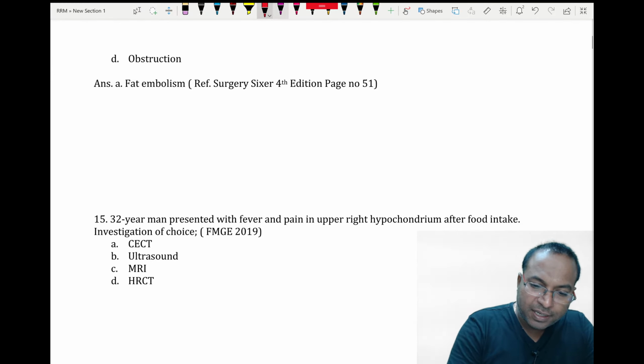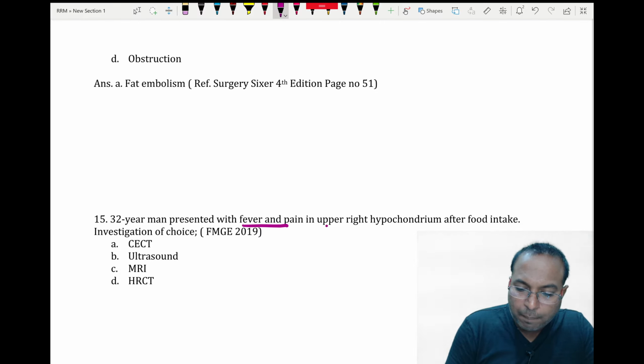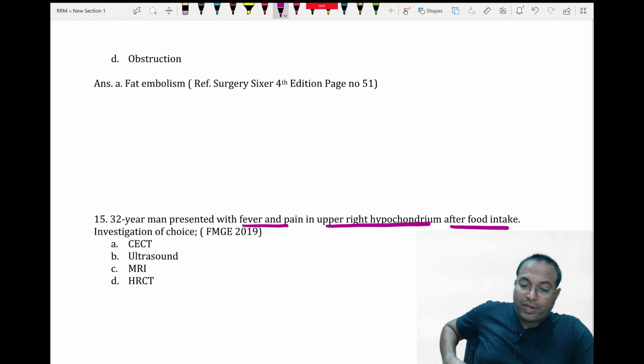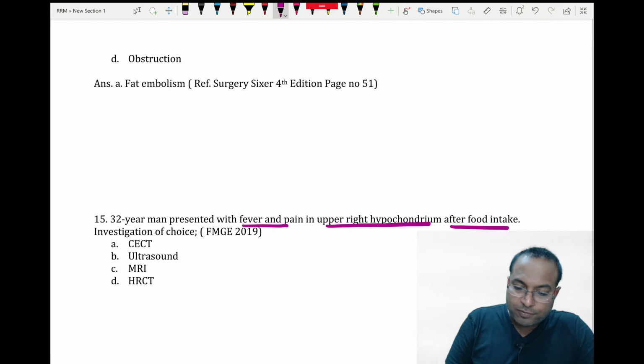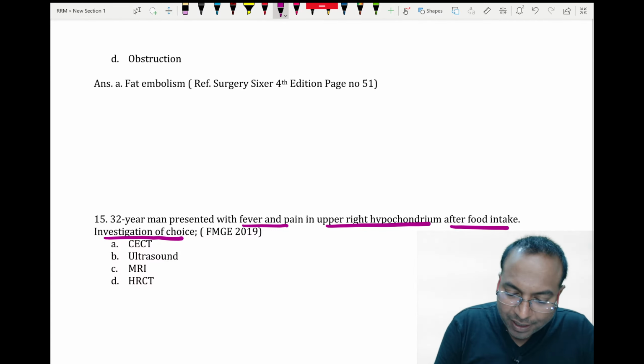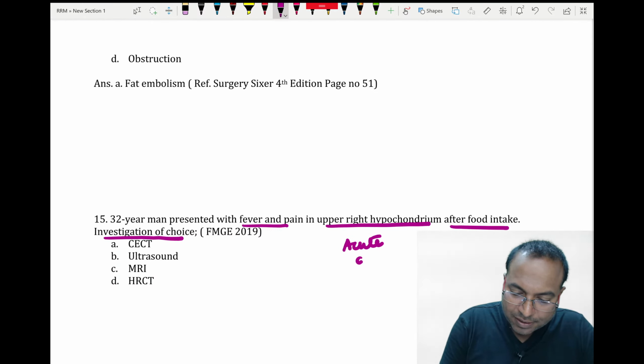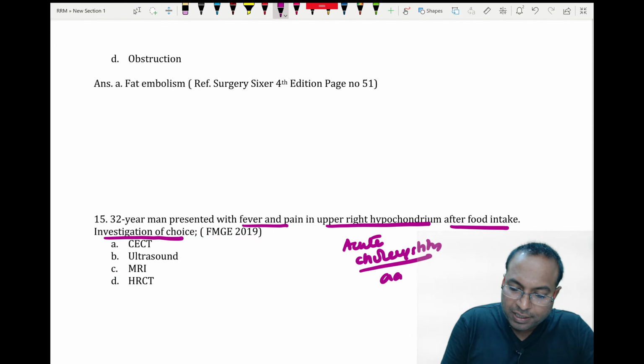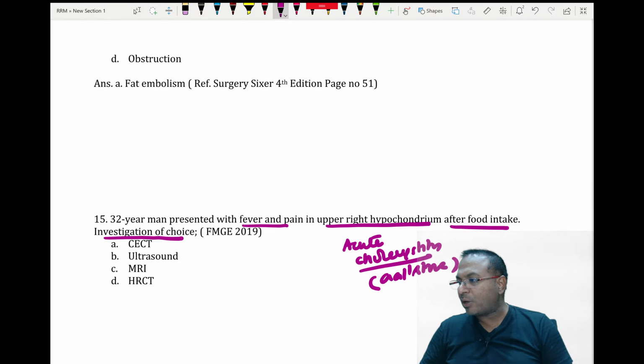A 32-year-old man presented with fever and pain in the upper right hypochondrium after food intake. What is the investigation of choice? What should be done? You suspect acute cholecystitis, or a gallstone-related acute calculous cholecystitis.